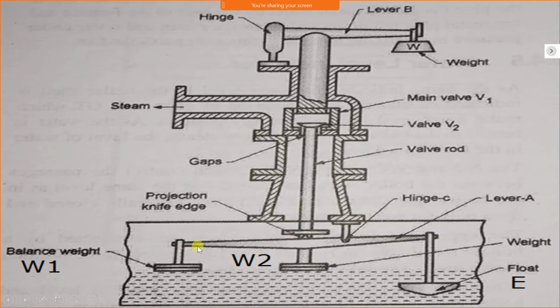The inner part consists of a lever. On that lever, three weights are mounted. First is a float. It is a bigger weight which is submerged in the water. And at the opposite end, there is a balance weight. This weight is used for balancing the float weight W. The float weight W is bigger than the balancing weight W1.